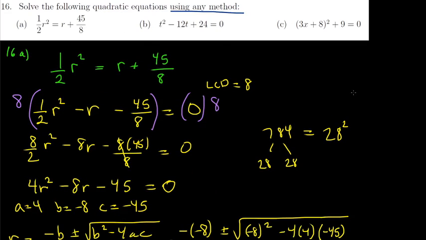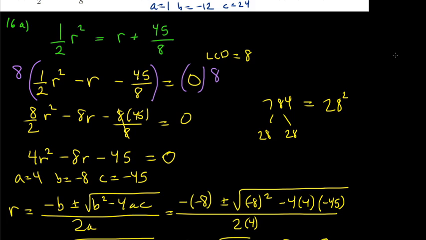That's 16a. 16b, you know what? I think you can handle that because it's already in standard form. So a is 1, b is negative 12, and c is 24. You can just plug those into the quadratic formula. But I will do part C.